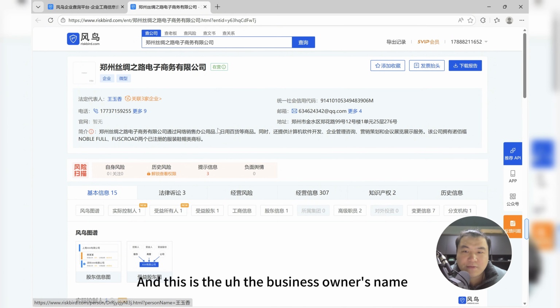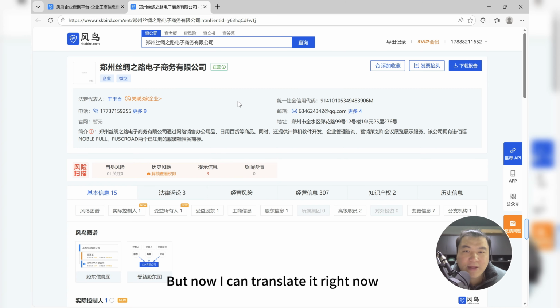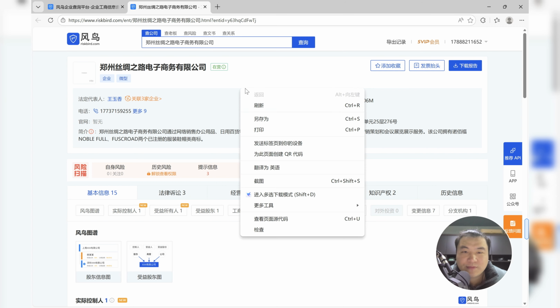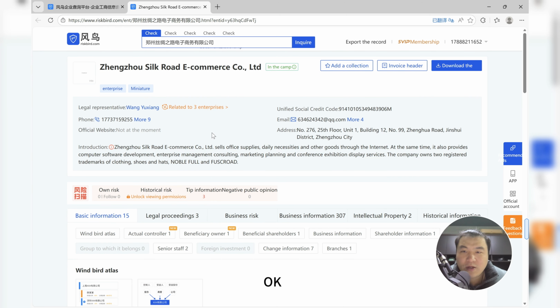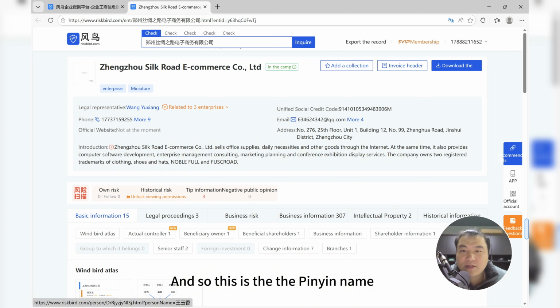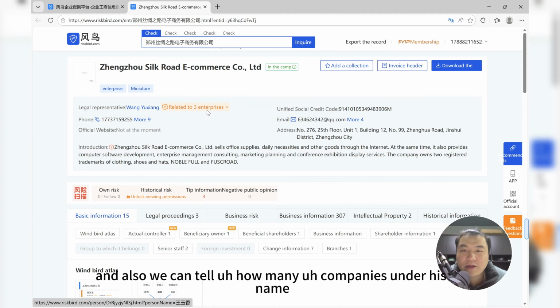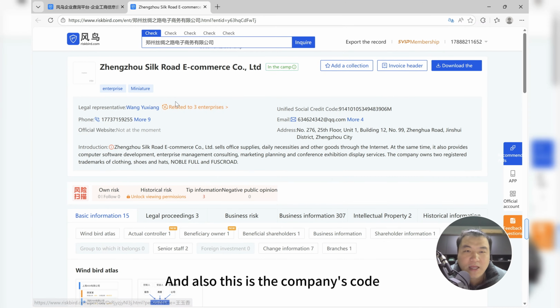this is the business owner's name. But now I can't translate right now. Okay, wait a second. Okay, now it's all English, so it's easy for you to understand. This is the person's name, and also we can tell how many companies are under his name. And this is the company's code. It doesn't matter, it's not important information.